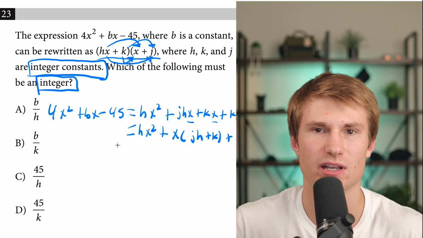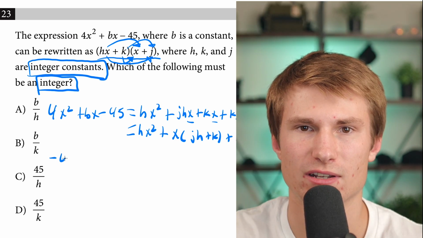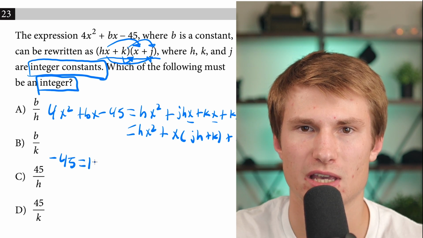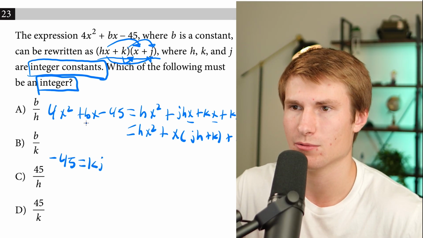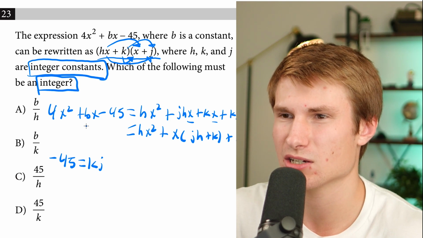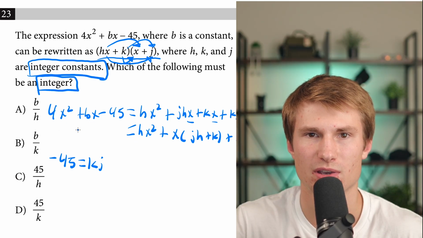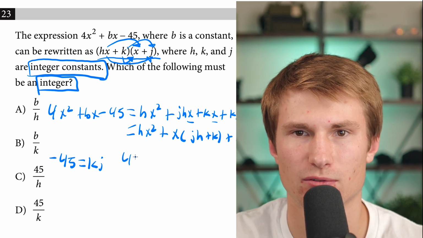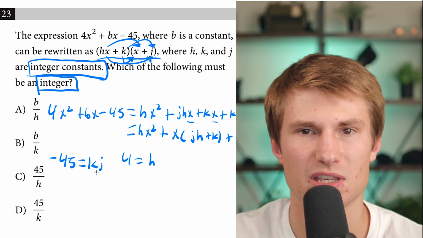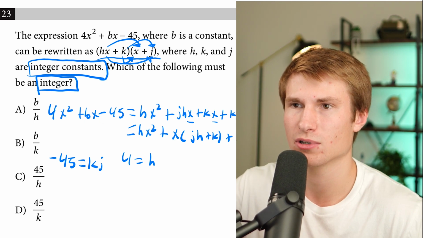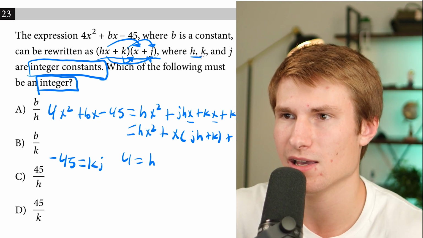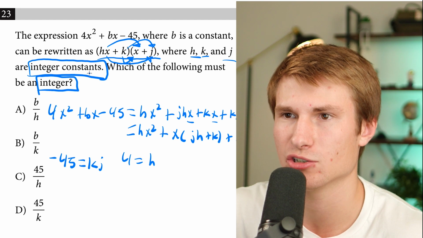All right, from here, let's start getting what things equal. We see that negative 45 is equal to the value of k times j. The other thing that we see is that we have this bx, not necessarily anything we can really do with that at this point. We know that 4 is going to equal the value of h, since we have 4x squared and hx squared. From here, this is the point where it really becomes important to pay attention to the fact that h, k, and j have to be integers.